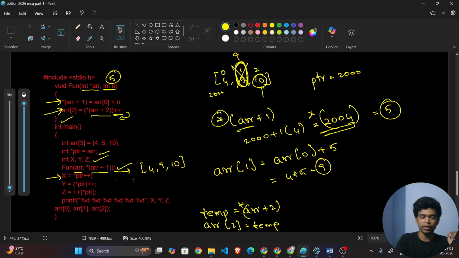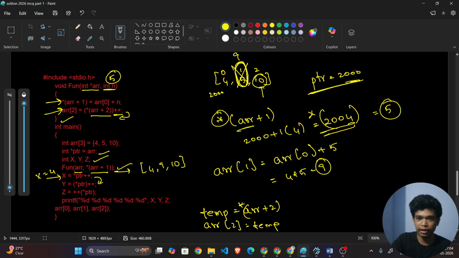Okay. Now, here x is equal to star PTR plus plus, which means I am taking the particular value of the PTR and doing a plus plus operation to that PTR, which means it is a post increment. Then it should be done in the next line only. So, currently what is the PTR? PTR is referring to the base address. What is the base address value? It is 4. So, now x is equal to 4 as of now. Can you understand this? Okay.